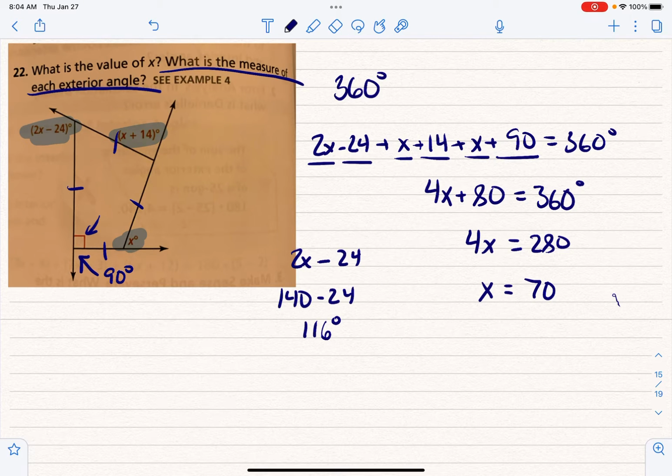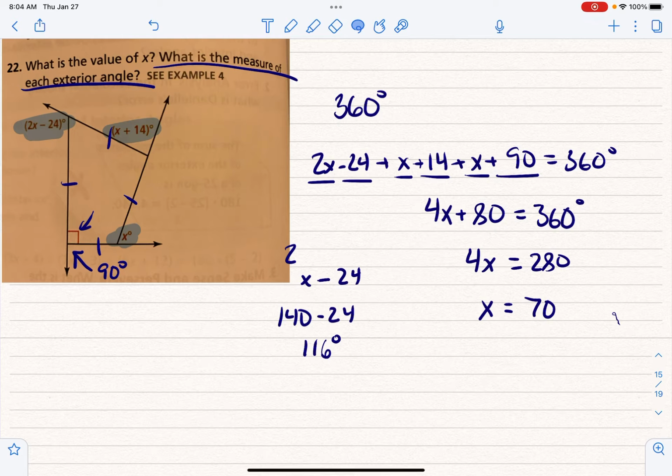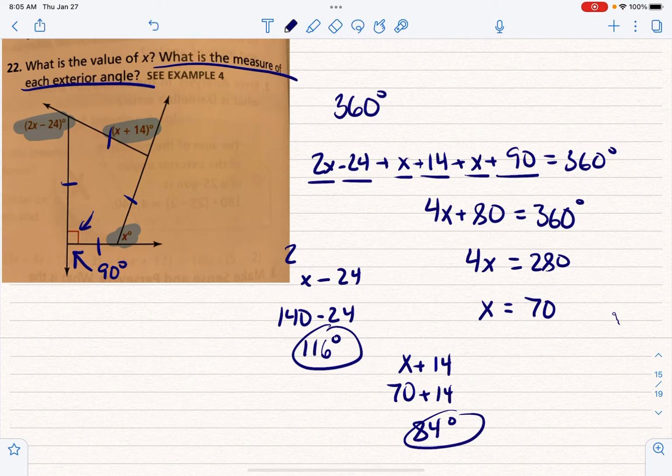Okay, the next one. Let's try to do this a little more orderly. We've got x plus 14, so that's going to be 70 plus 14, which is 84. So we have a 116, we have an 84-degree angle, and the other one is just x. And x is 70, so we know that's 70 degrees. That's a pretty simple problem. A little bit more involved, but pretty simple.